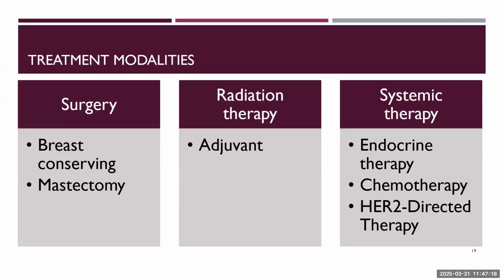There are 3 big buckets for treatment modalities. We have surgery, which can either be breast conserving surgery with a lumpectomy, so just removing the lump, or a mastectomy. They'll also most likely undergo radiation therapy, and this will be in the adjuvant setting for our early stage breast cancer. And then we have systemic therapy as well, which will include endocrine therapy, chemotherapy, and HER2-directed therapy. The endocrine therapy is going to be those agents that we talked about in the hormonal agents lecture for your past exam.